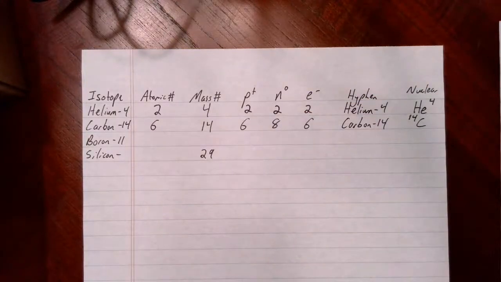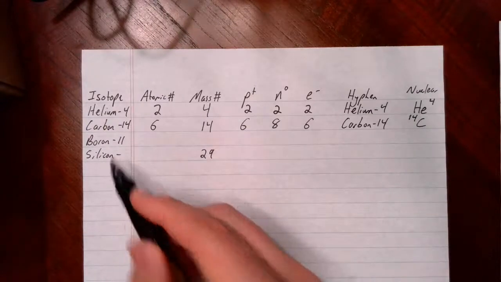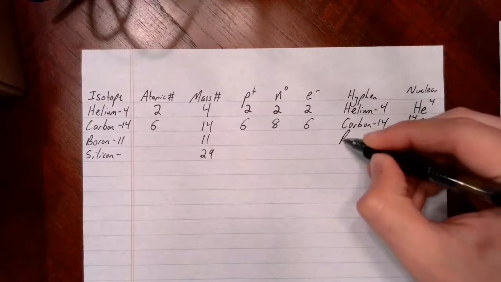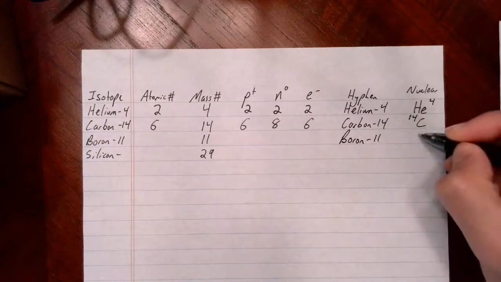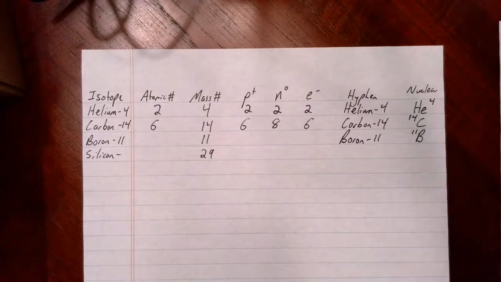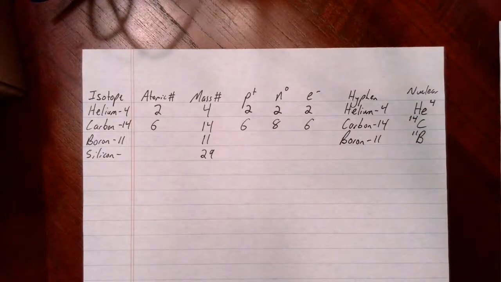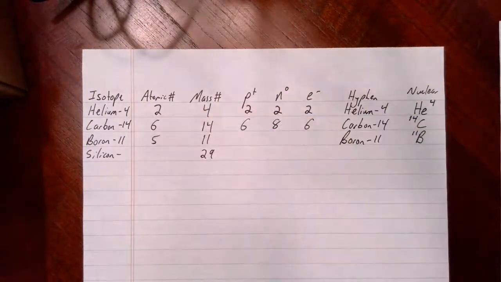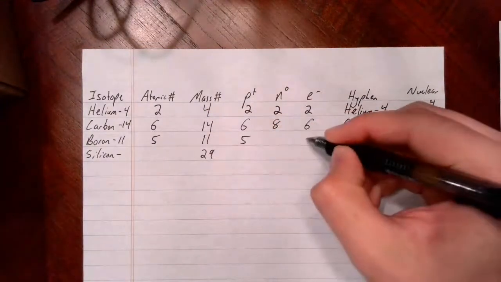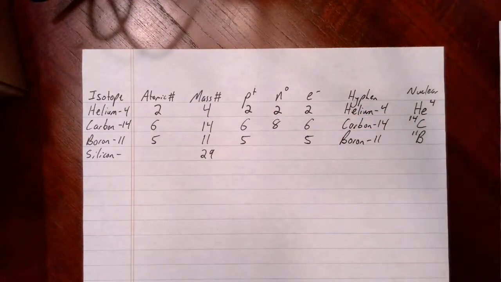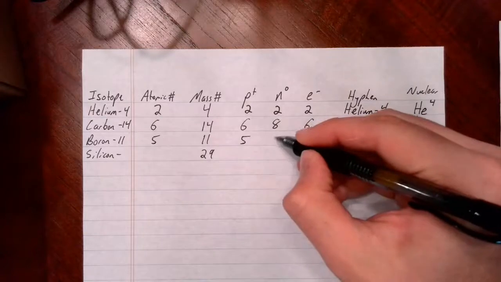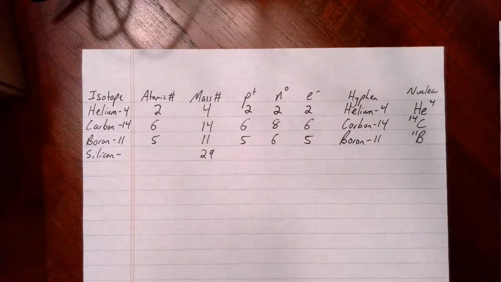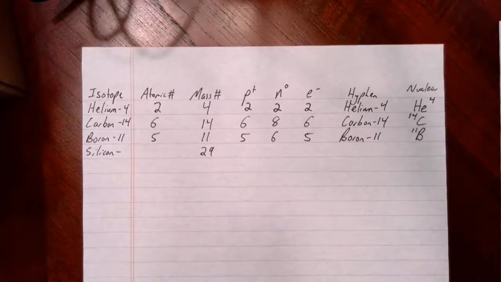Okay. So for the next one we have boron. This 11 tells me the mass. So I can go ahead and write boron 11. Or I can write B11. But then I need to know what the atomic number is. So how do I find the atomic number for boron? I go to the periodic table. I find that it is number 5. So I know it has 5 protons. It is neutral, so protons equals electrons. Then I can do 11 minus 5 and determine that there are 6 neutrons in this specific boron atom. It doesn't mean that all boron atoms have 6 neutrons, but in this particular case, this atom does.